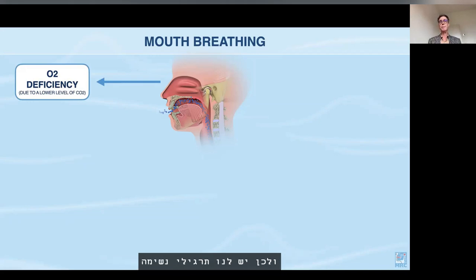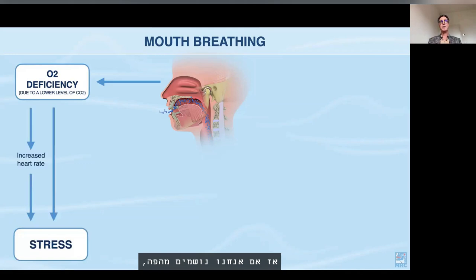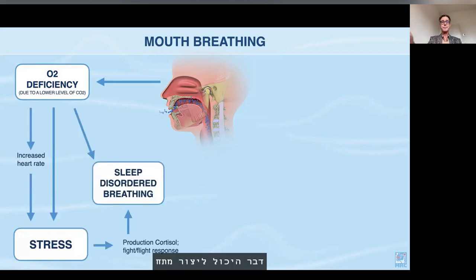And therefore we have different breathing exercises. And most of the breathing exercises are training the brains, the system, to deal with a higher level of CO2. And with the more CO2 we can deal with, the more oxygen is transported to the body cells by hemoglobin. So if we are mouth breathing, the heart rate increase, that can create stress. That can produce cortisol, the fight-flight response.